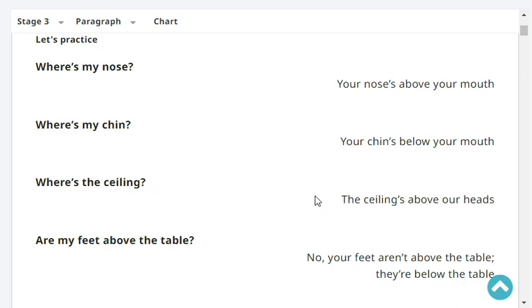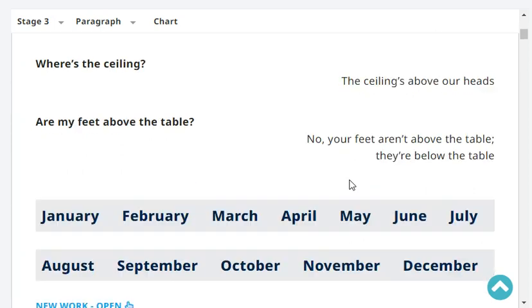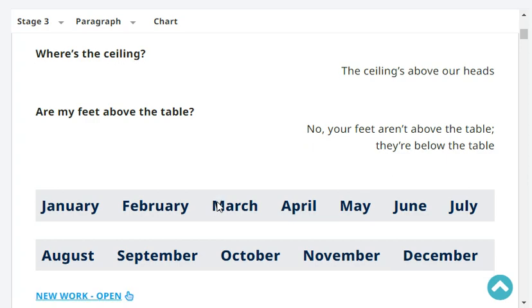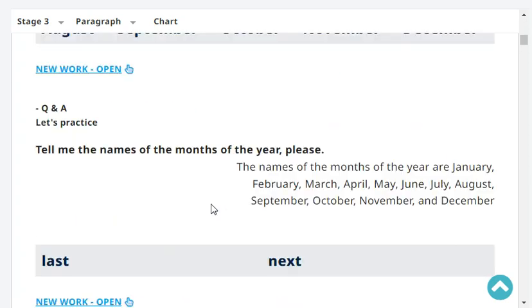Are my feet above the table? No, your feet aren't above the table. They're below the table. They are below the table. Very good. Tell me the names of the months of the year, please.